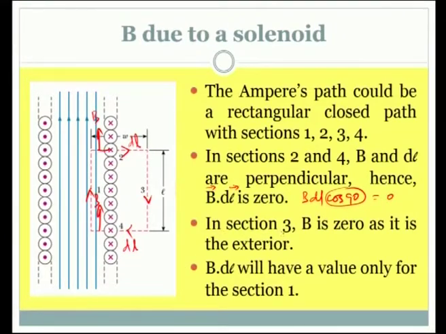In section 3, B is 0. Where is 3? 3 is outside. So, this is not the interior, it is the exterior portion. So, it is outside, and B is 0. So, for this segment, B dot dl is 0, and B dot dl will have a value only for section 1, the interior section. For sections 2, 3 and 4, the value of B dot dl is 0.